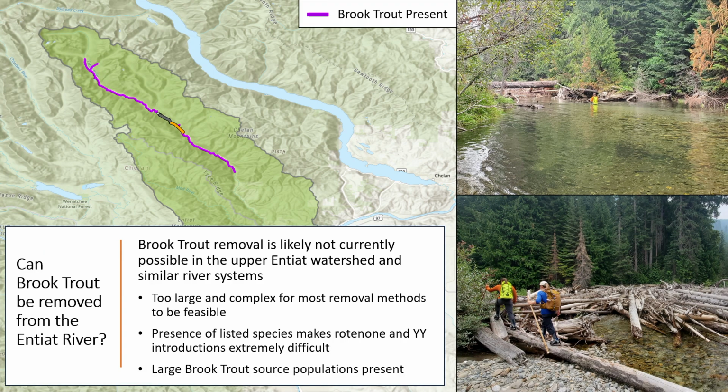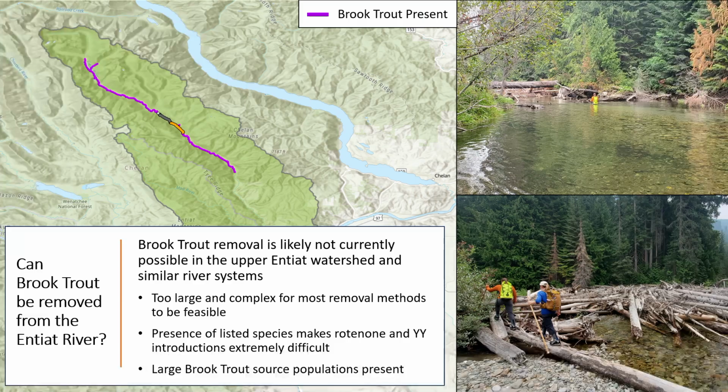The Entiat River and a lot of other systems like it are too large and complex for most removal methods to be feasible. So these are some pictures from the area around Silver Falls that we're talking about. Anyone who's ever done electrofishing removal for brook trout will look at this and see it's really deep in some sections, and that is a lot of wood. You're just not going to be able to remove everything, and brook trout are notoriously good at bouncing back from almost complete obliteration.